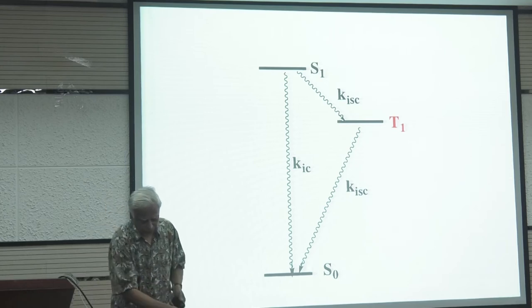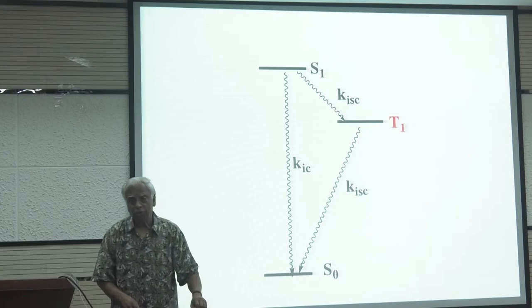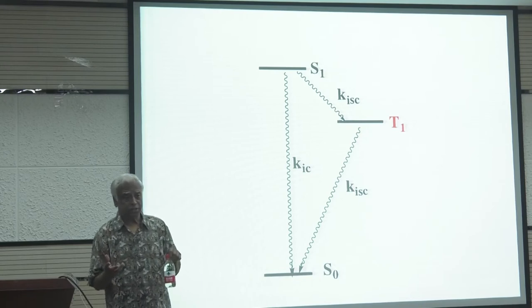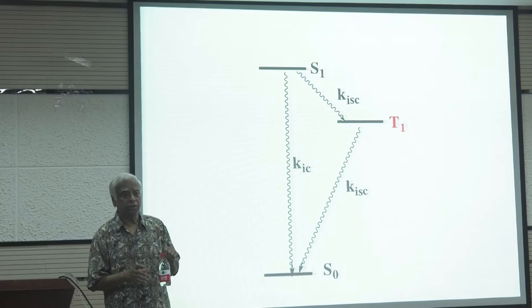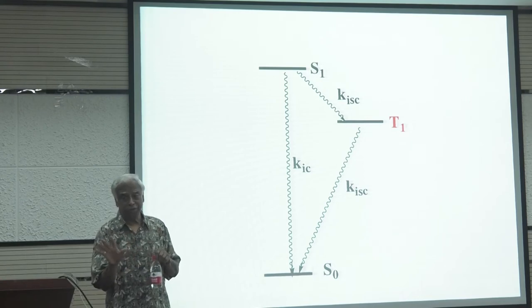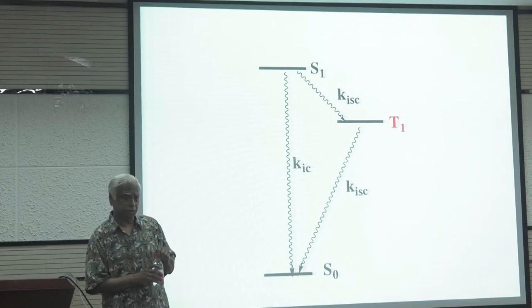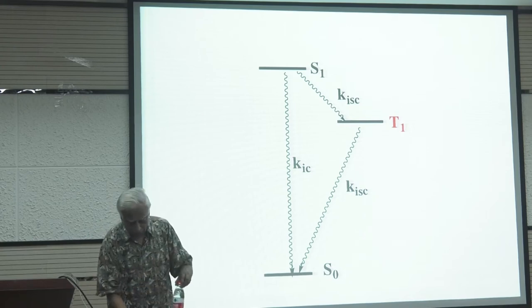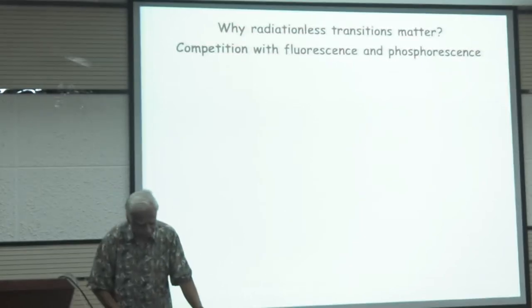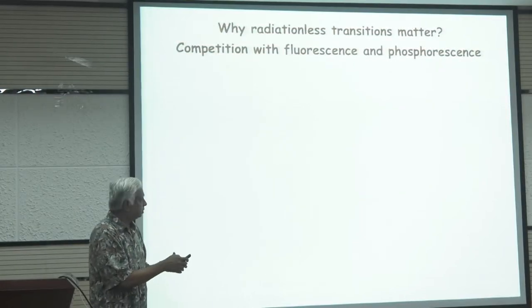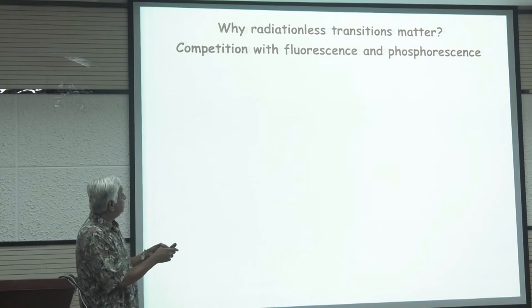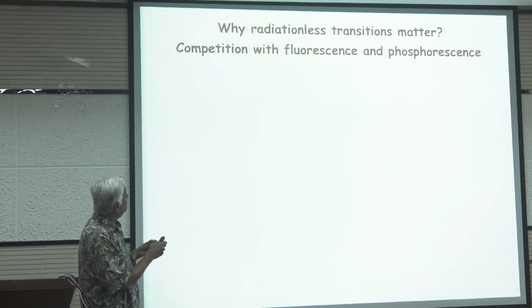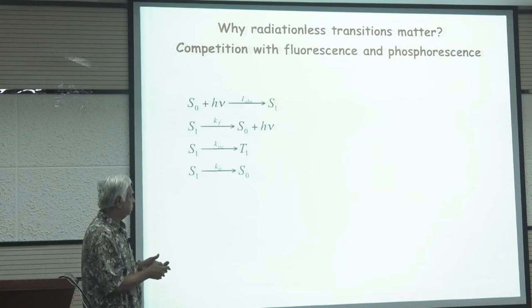Okay, now you need to understand what these radiationless transitions are, and how you can control this. Very, very important. It is not very useful, but you have to stop it. If you don't stop it, you don't get fluorescence, for example. So here you can see the question: why do radiationless transitions matter? Because they compete with fluorescence and phosphorescence.